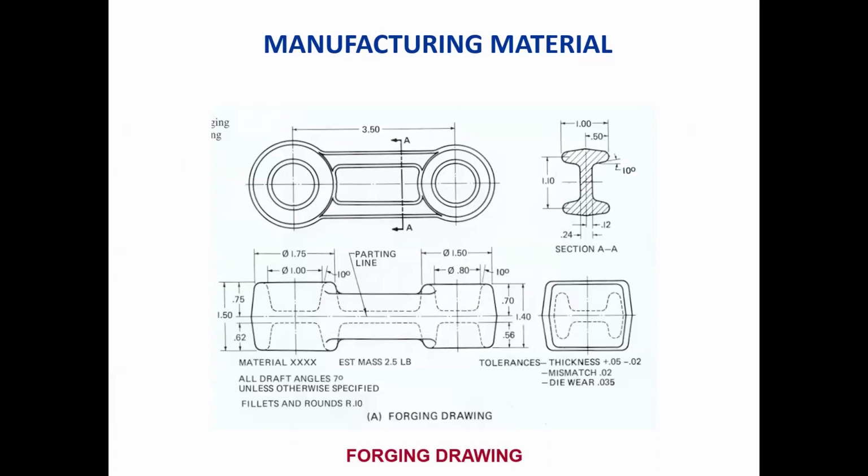Forged parts also have draft angles. They're usually a little bit more extreme. Notice these are 7 degrees draft angle, and it's both interior and exterior. And some of the interior ones have been leveled up to even 10 degrees. So you can see that on the drawing there.